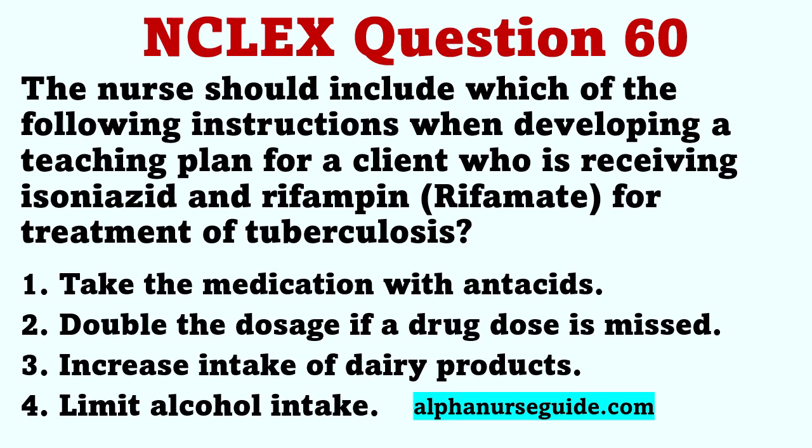The correct answer is 4. Isoniazid and rifampin is a hepatotoxic drug. The client should be warned to limit intake of alcohol during drug therapy. The drug should be taken on an empty stomach. If antacids are needed for gastrointestinal distress, they should be taken 1 hour before or 2 hours after the drug is administered. The client should not double the dose of the drug because of potential toxicity. The client taking the drug should avoid foods that are rich in tyramine, such as cheese and dairy products, or he may develop hypertension.